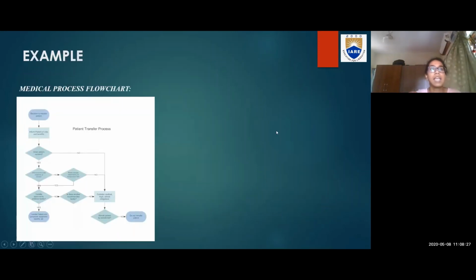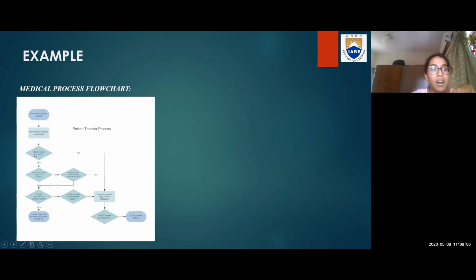Yeah, this is an example. I have given here another example of drawing a flowchart. That is a medical process flowchart. See, decision to transfer a patient. That is the starting. See, that is why the start is always indicated, as I told you, by the oval. Inform patient of risks and benefits. This is done in the form of a rectangle because you're informing your patients. That is, you're giving instruction.